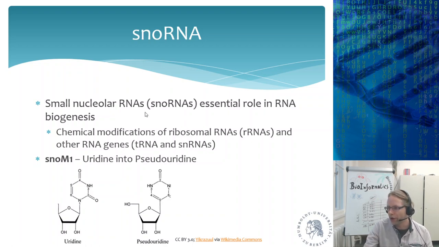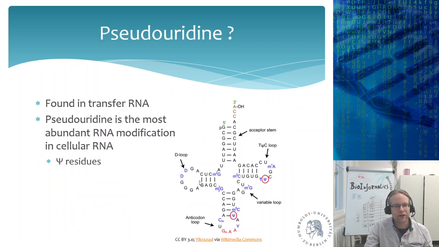So these small nucleolar RNAs are RNAs which transform, for example, uridine into pseudouridine. And this is done by SNOM1 as an example. It takes this uridine base, and what it does is flip the side group of the uridine. You can see here that the NH3 is moved two positions, so the whole ring on the uridine base is moved, and in addition there's an OH group being added here. And this is very important because this actually produces this weird phi thing, right?